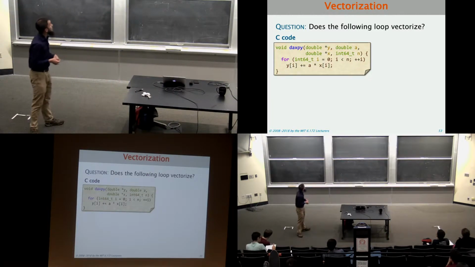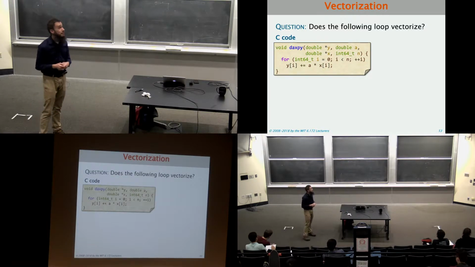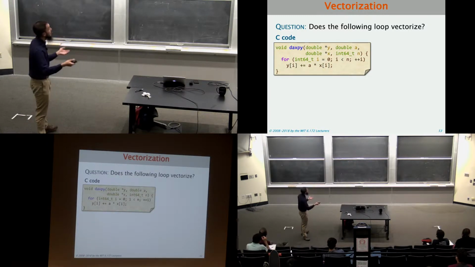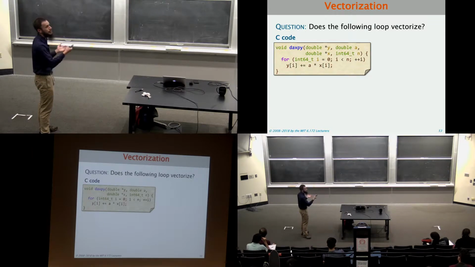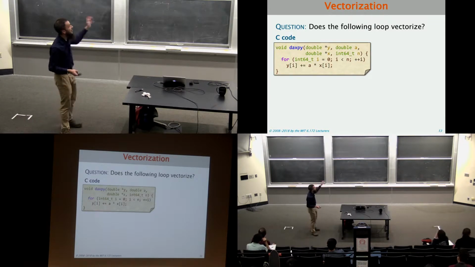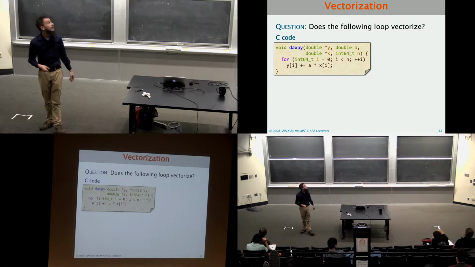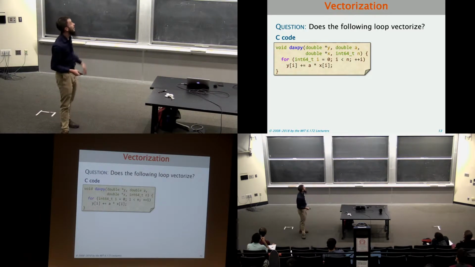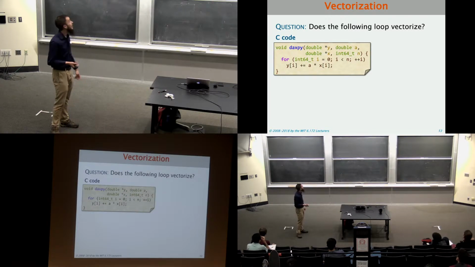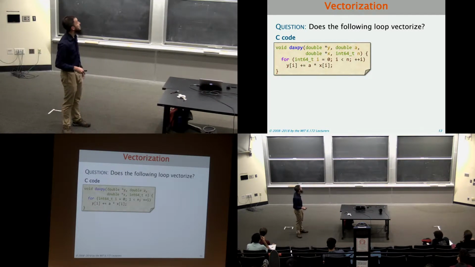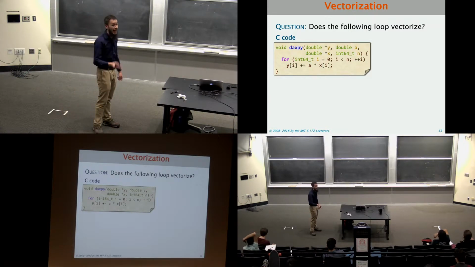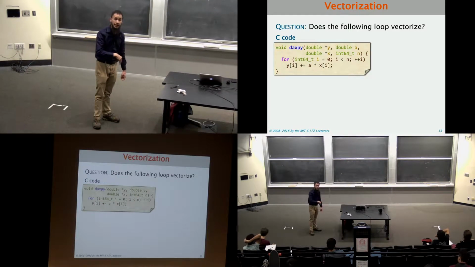So just to go over what this loop does, it's a simple loop. The function takes two vectors as inputs, or two arrays, I should say: an array y of length n, an array x of length n, and some scalar value a. All that this function does is loop over each element of the vector, multiply x of i by the input scalar, and add the product into y sub i.